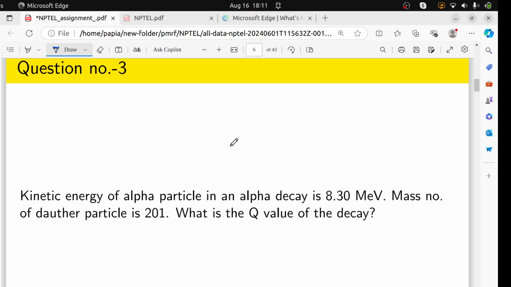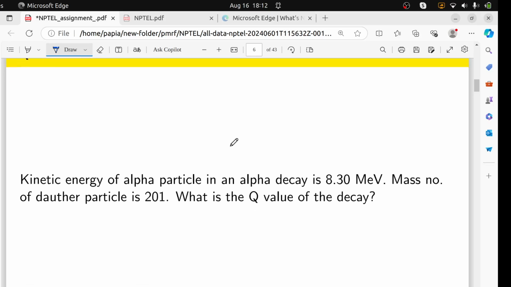Now question number 3. Question number 3 is: kinetic energy of alpha particle in an alpha decay is 8.30 MeV. Then the mass number of daughter particle is 201. What is the Q value of the decay? So it's exactly the similar one to the previous expression, but the given parameter is a little bit different. So that's it.